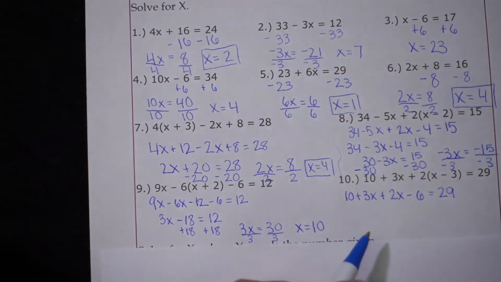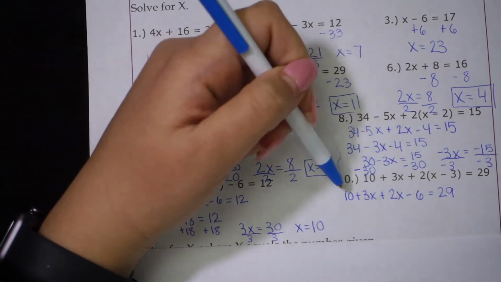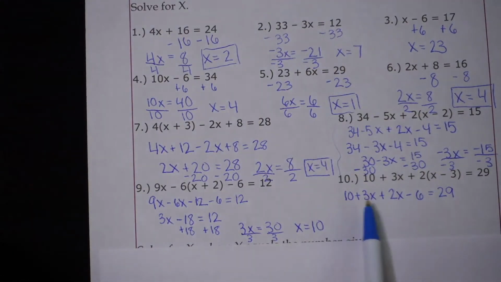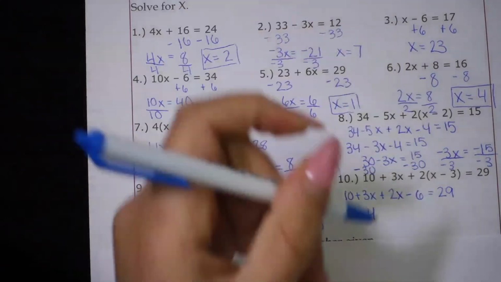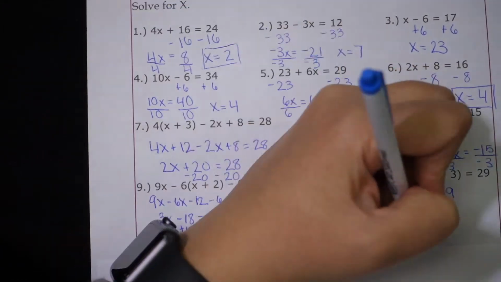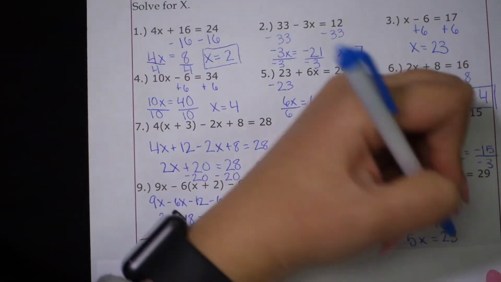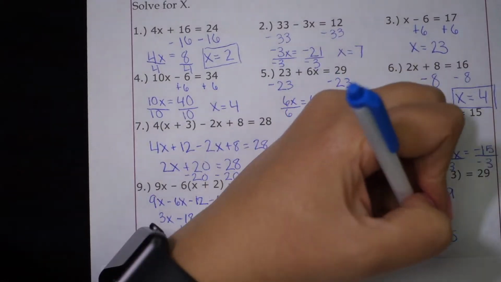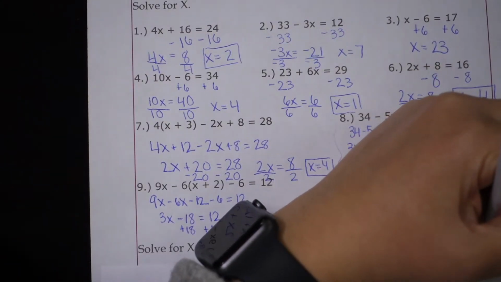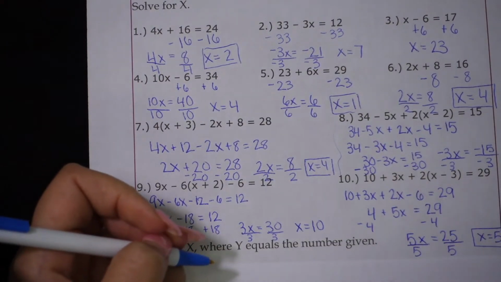And then what can we do? We can combine like values again. So we can do 3x and 2x, add those together, and then 10 and negative 6, add those two together. So just to start off, 10 minus 6, we get 4, and then 3x plus 2x next. We subtract 4 on both sides, so we get 5x is equal to 25. Now we're trying to get x alone, so just divide both sides by 5. And what do we get? We get x is equal to 5. Now, when we plug this value back in, we should get an answer of 29.